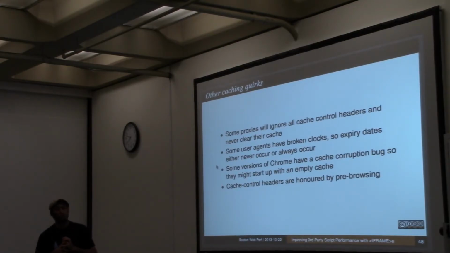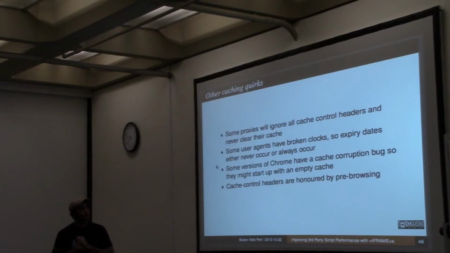Some versions of Chrome have a cache corruption bug. If you shut down your computer while Chrome is running, it hasn't had a chance to close the cache index. When it loads up, it will find the cache is corrupted and just throw away everything. So browsers are going to go back to the origin.